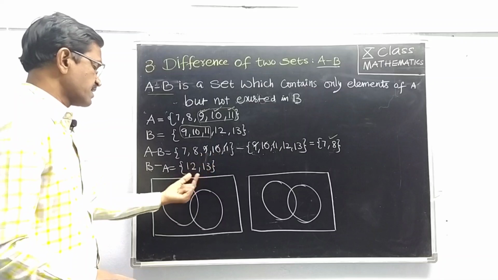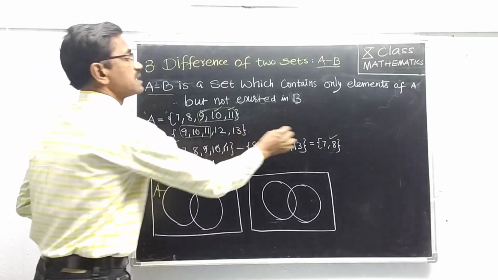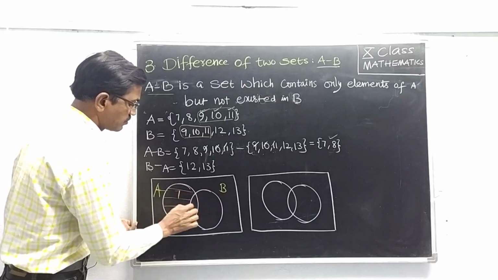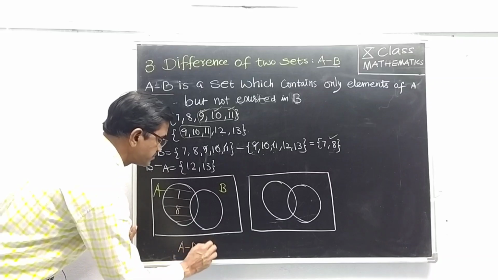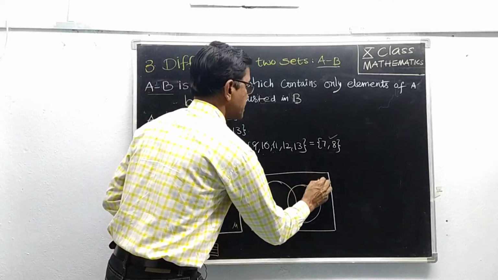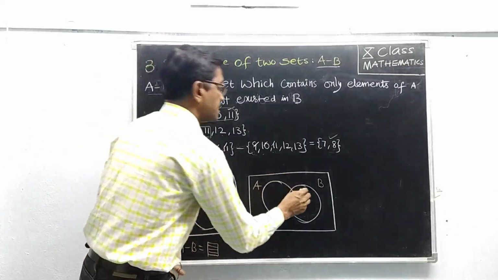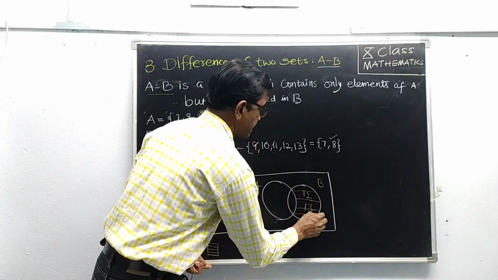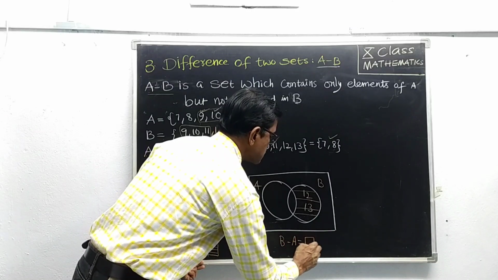Let us represent these sets by Venn diagram here. This is A, here B. We have to write 7, 8 in this part like this. So this part is called only A and also it is called A minus B. Now let us represent B minus A by Venn diagram. Only this part of B, that is 12, 13. Only this part is called B minus A. Don't shade these two parts.